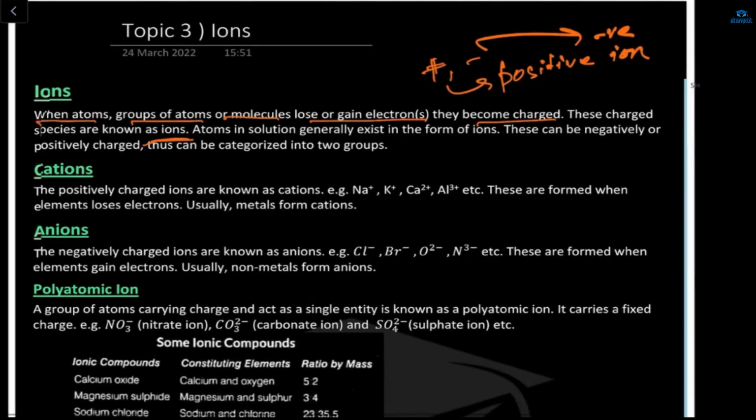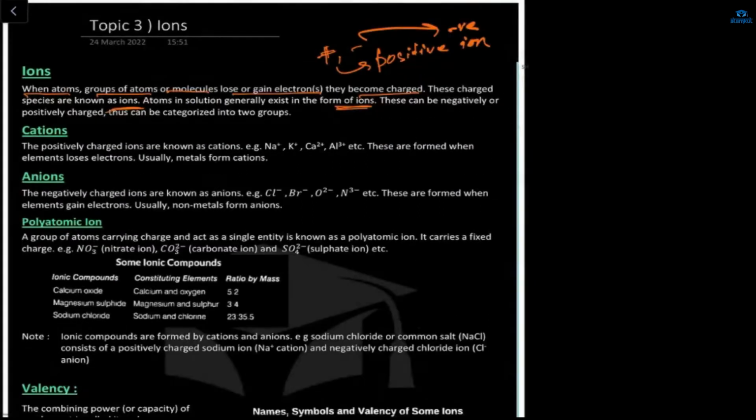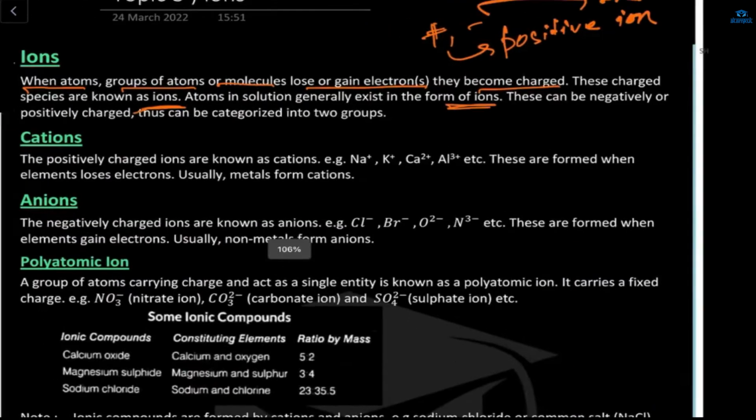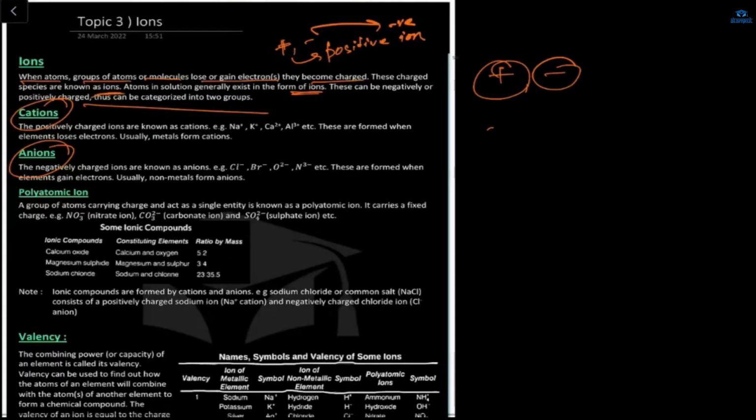Okay. So here it's written that atoms in solution generally exist in the form of ions, meaning they exist in the form of a positive charge or a negative charge. These can be negatively or positively charged. So these can be categorized into two types. One is cation, another one is anion. Cation is plus and your anion is minus, right?